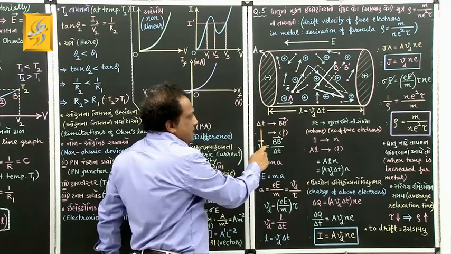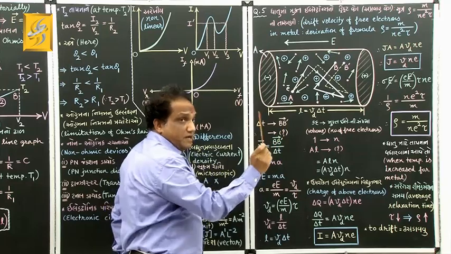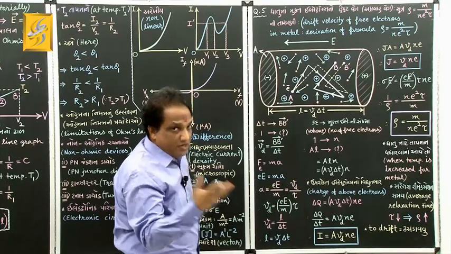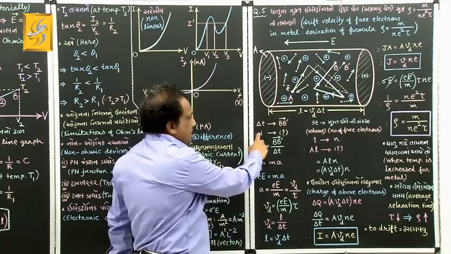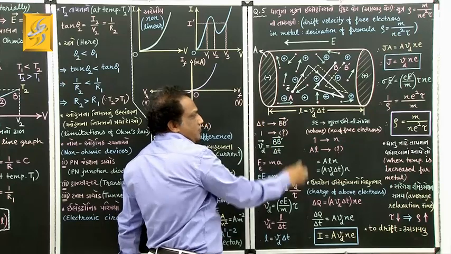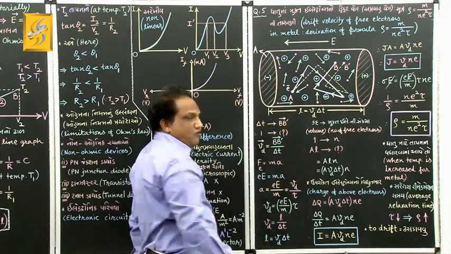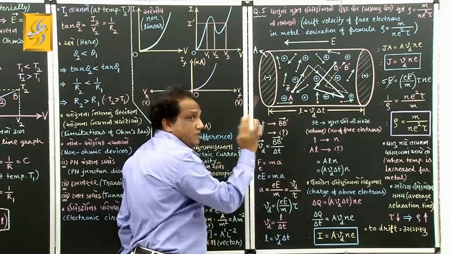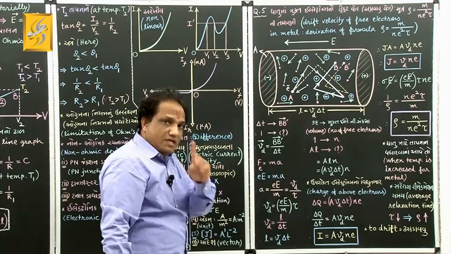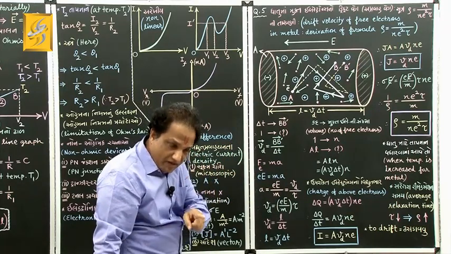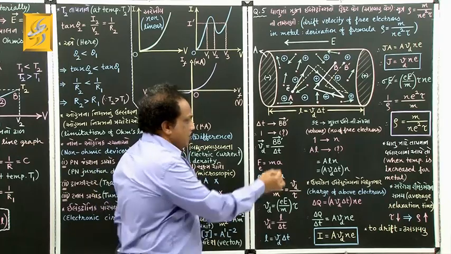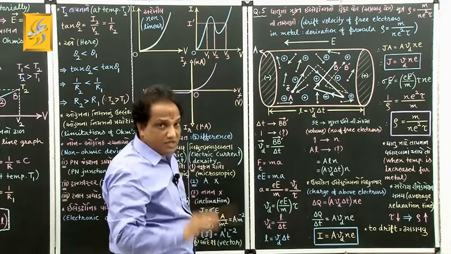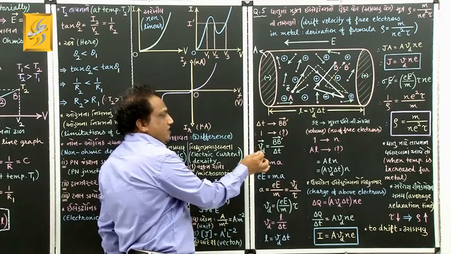In this much time, if this is the displacement undergone by the electron in the direction opposite to the electric field, then in unit time, what amount of displacement is undergone? This upon this, so it will be vector BB dash upon delta t. This will give you the resultant displacement made by the electron in the presence of electric field, in a direction opposite to the electric field, per unit time. And don't you know, the displacement undergone per unit time is nothing but velocity. We call it drift velocity.